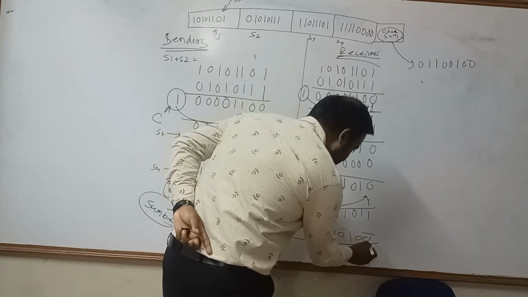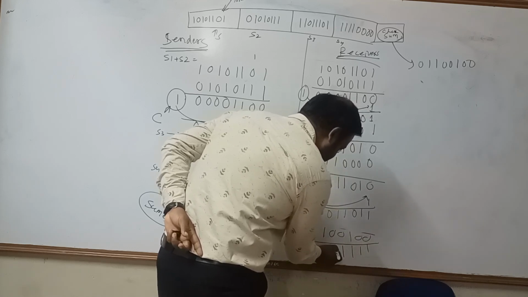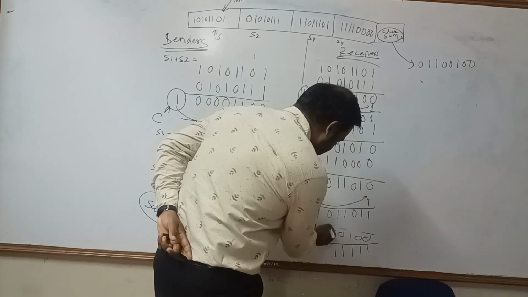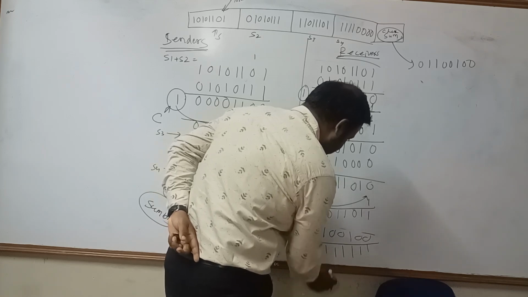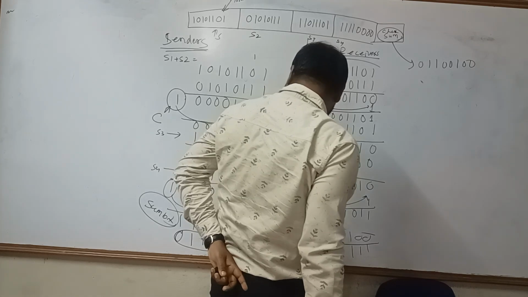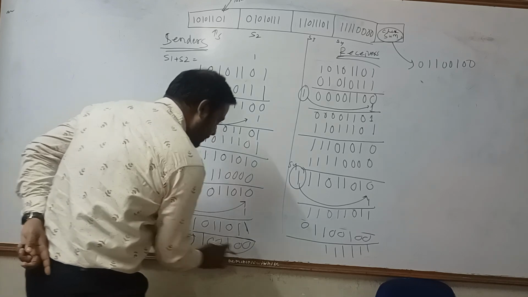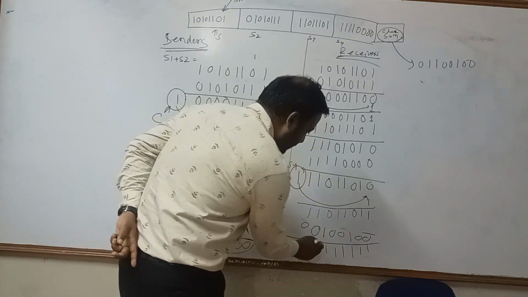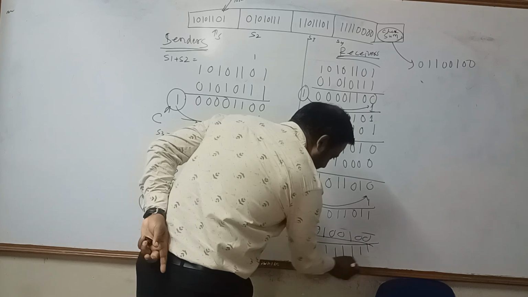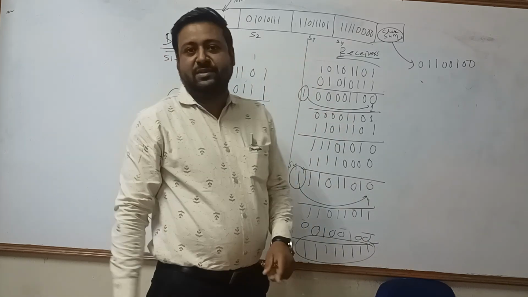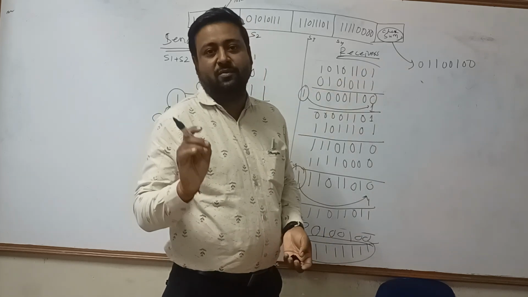So what will happen? 1 plus 0, this is 1, 1 plus 0, this is 1, 1 plus 0, this is 1, 1 plus 0, this is 1, 1 plus 0, this is 1. So this is also 0. This is also 0. So again 1 plus 0, this is 1, 1 plus 0, this is also 1. Now all the bits are 1. When the final addition is added with the checksum, all the summation bits are 1 here.